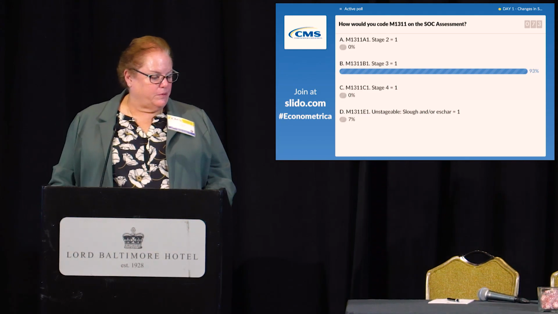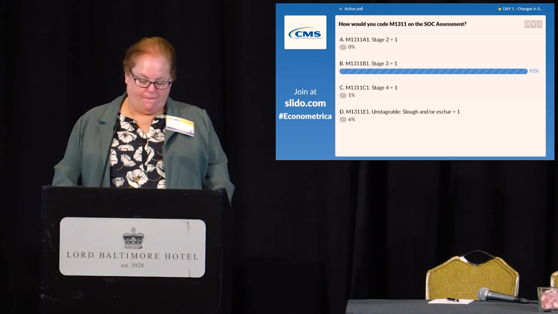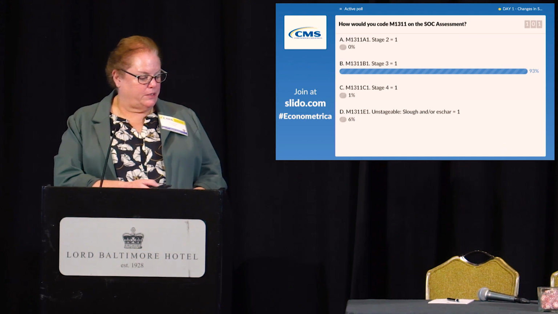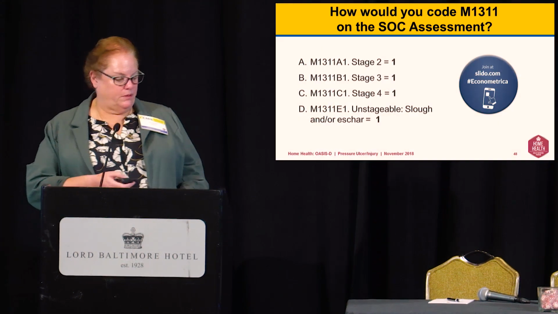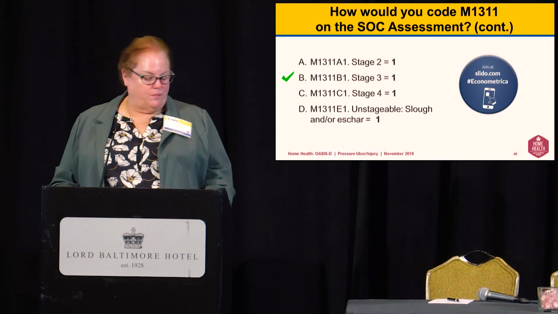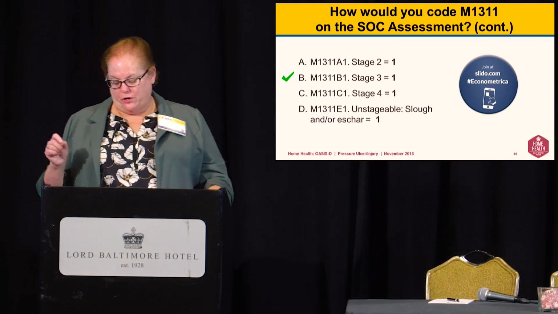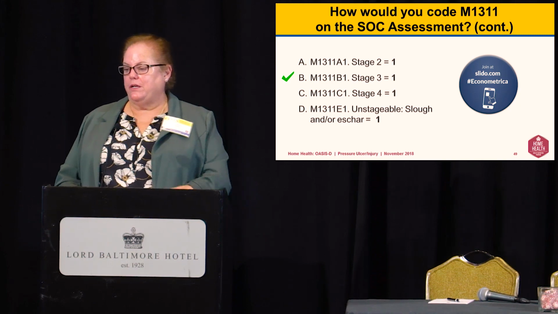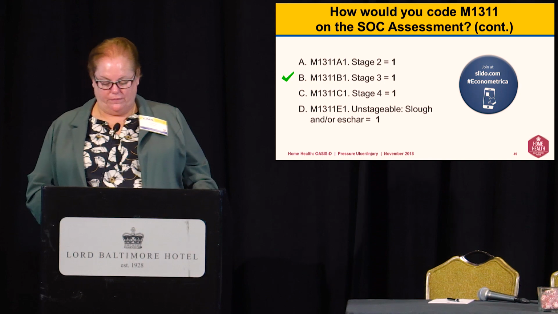All right, so we're getting there. How about 78 people who have answered? Okay, let's see what the answers are. And most people got it correct. It's a B, because this is looking at the start of care. So this patient came in with a stage 3 on their coccyx, right? So 1 stage 3 would be coded. Very good.